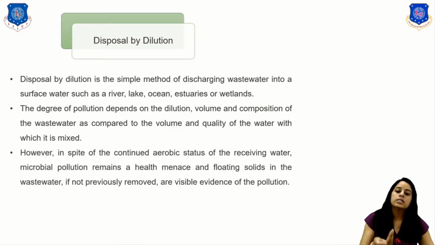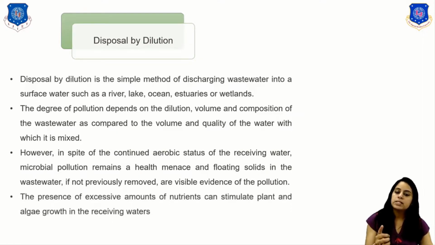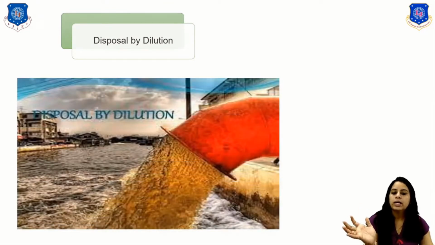However, in spite of the continued aerobic status of the receiving water, microbial pollution remains a health menace, and the floating solids in the wastewater, if not previously removed, are visible evidence of the pollution, right? And the presence of an excessive amount of nutrients can stimulate plant and algae growth in the receiving waters, right? Okay, so here you can see the disposal by dilution. You can see the industrial wastewater which is directly diluted in the river.